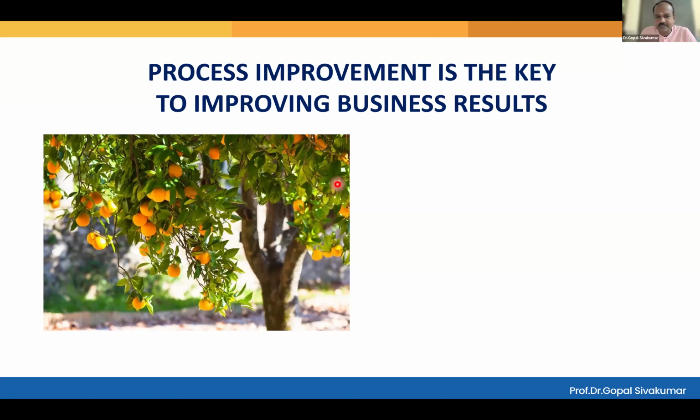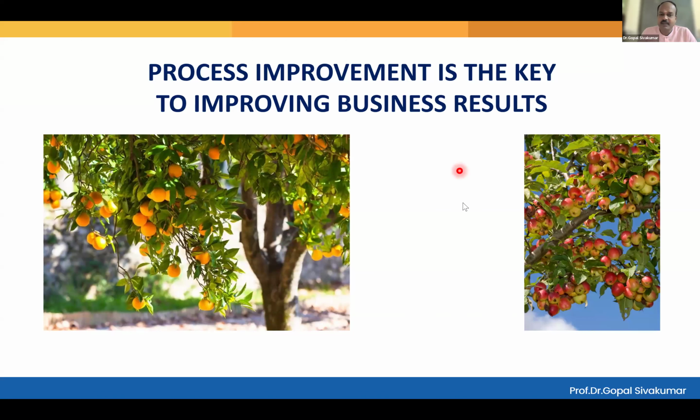Suppose for some reasons you're not happy with the oranges, you wanted apple. Tell me honestly, will you be able to produce apple from the same orange tree? No. Definitely impossible. If that is the case, whenever you need a better looking result, how can you expect a better result by running the same process again and again? How many of you believe that you can produce better result by running the same process again and again?